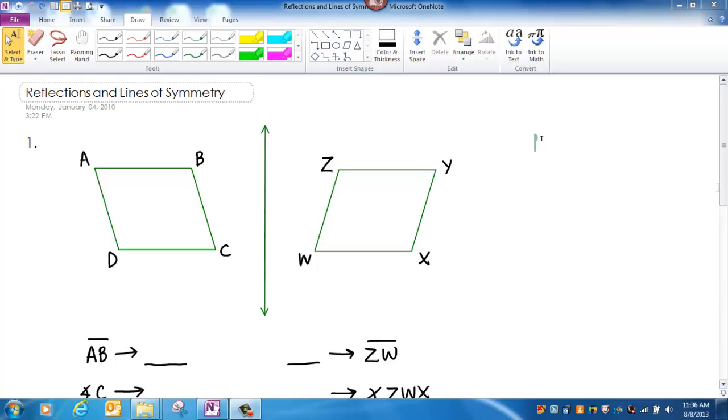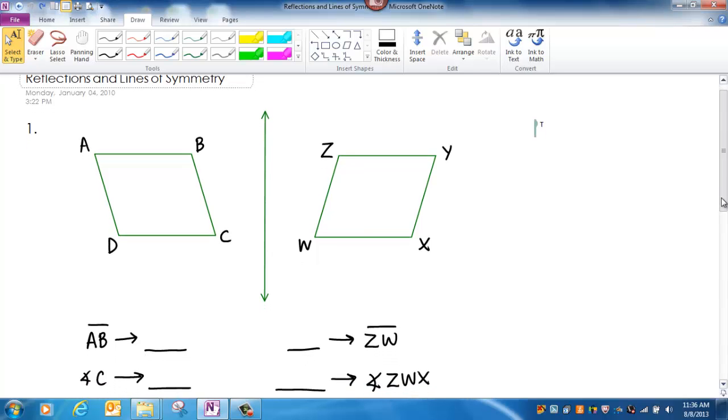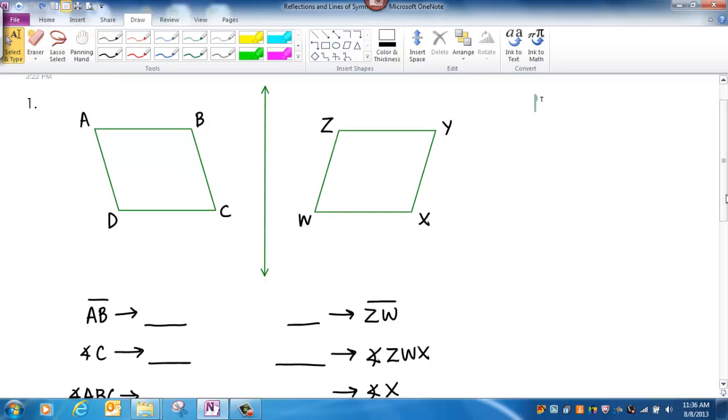Okay, so we have this reflection represented in the picture here for number 1, and the first thing it wants us to look at is segment AB. What does that correspond to after the reflection? Well, A is going to correspond to Y, and B is going to correspond to Z. So that leaves us with segment YZ.